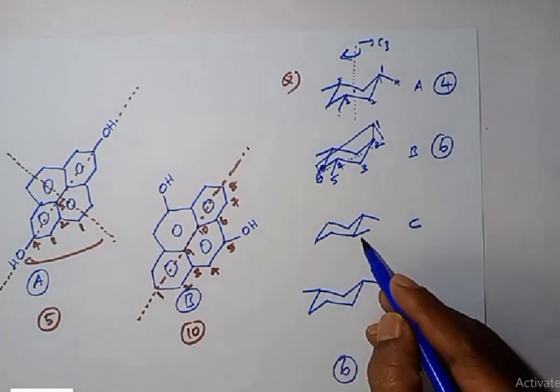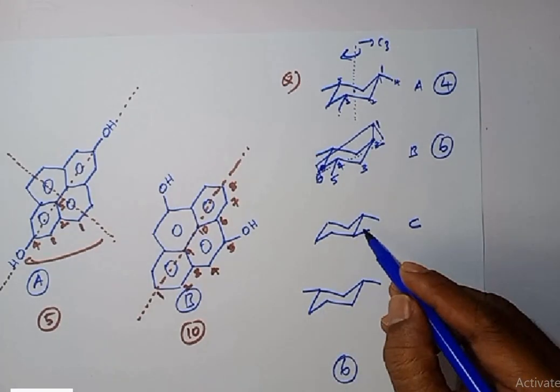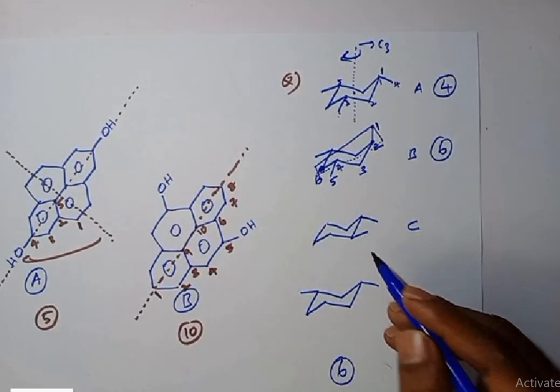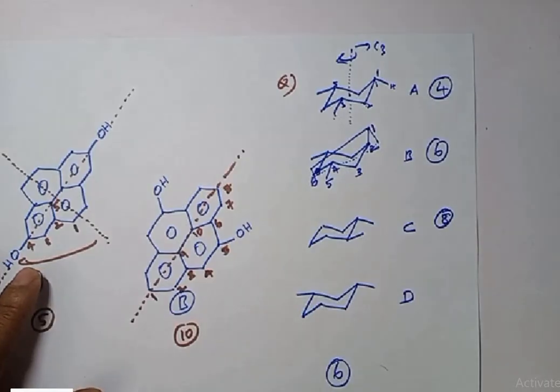And for this molecule there are no symmetry elements present. So all the carbon atoms are non-equivalent. So we get 8 signals. 8 signals.